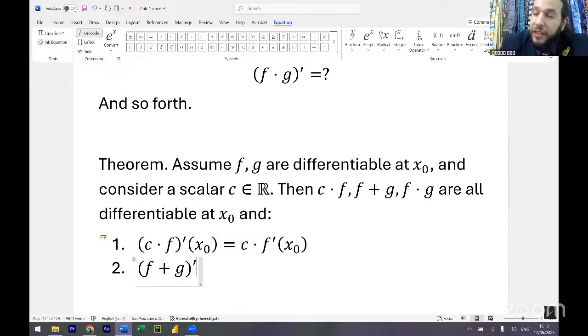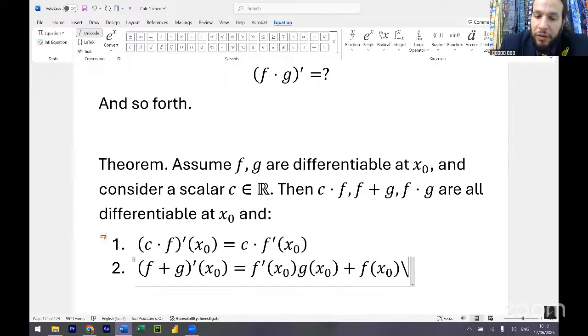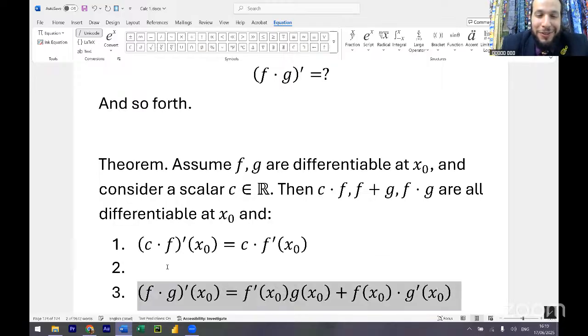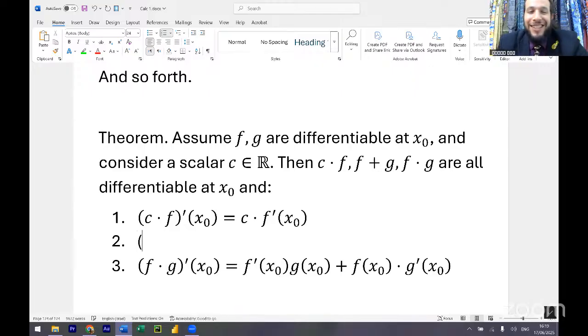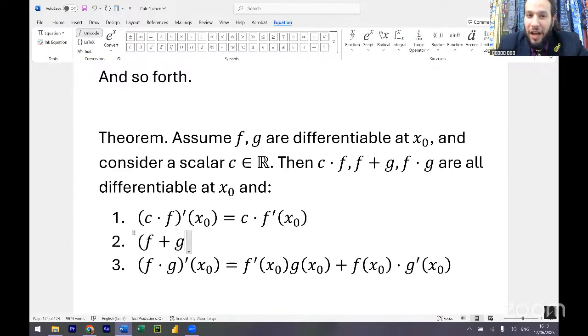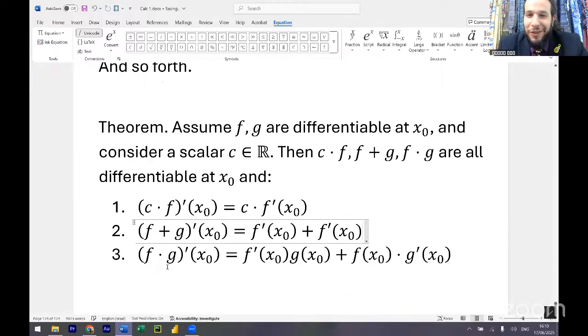The derivative of the sum at x0 equals the derivative of f at x0 times g at x0 plus f at x0 times the derivative of g at x0. And that's not true at all. Sorry, I mixed it up with the multiplication. The derivative of the sum at x0 is simply the sum of the derivatives. Sorry. Do you agree about that?